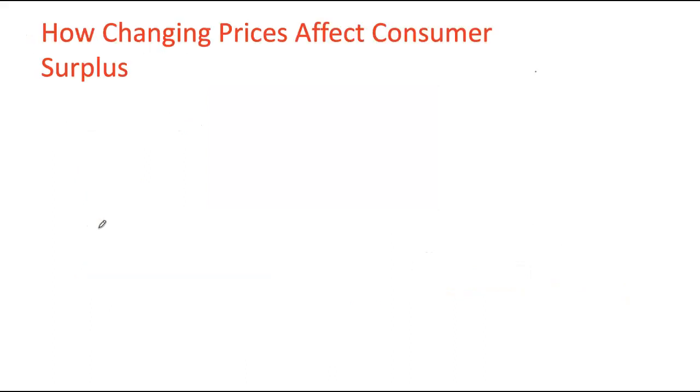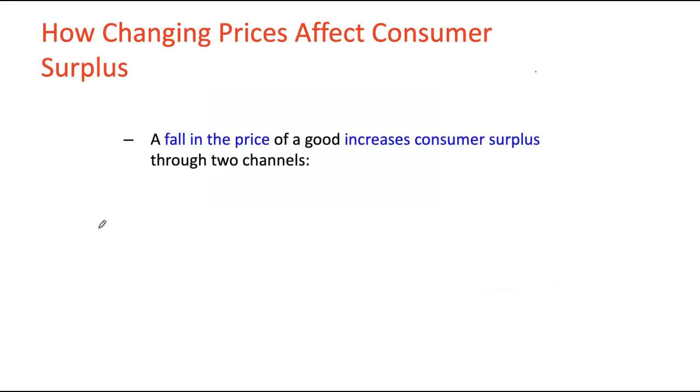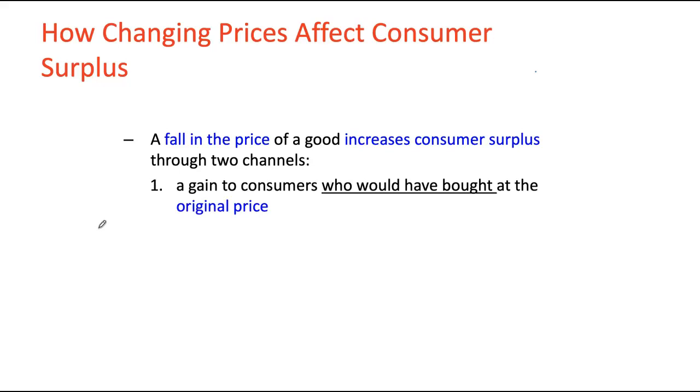Let's now look at what happens if price changes and how it affects consumer surplus. Let's do a fall in price. Note that when price falls, it will have two particular effects on our consumer surplus. First of all, when price goes down, consumers who have already bought the textbook at the original price are now seeing a net gain in their consumer surplus. So their consumer surplus will definitely go up.